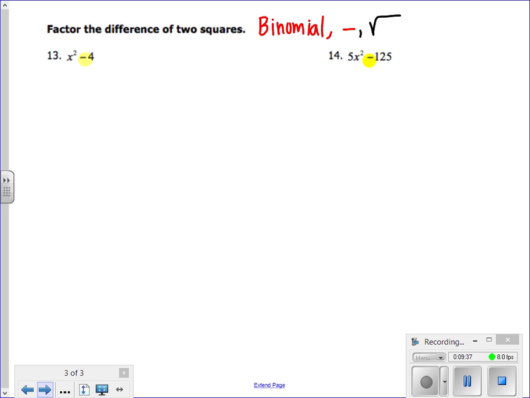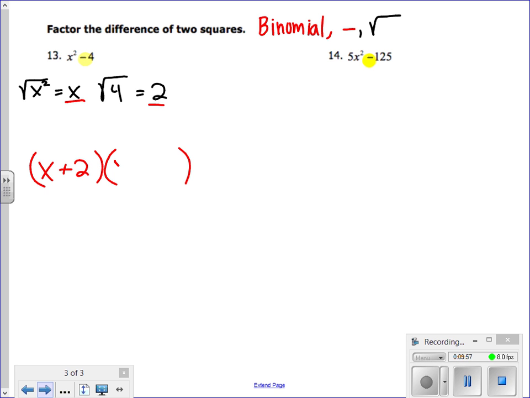When I look at 13, I can take the square root of x squared and the square root of 4. That gives me x and 2. Once I have x and 2, since I had a binomial with subtraction, I can write my factored form as x plus 2, x minus 2.